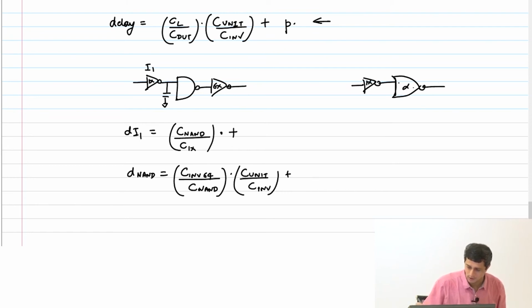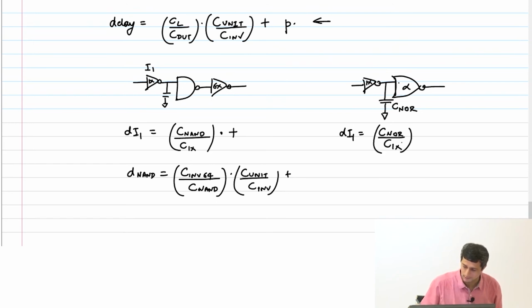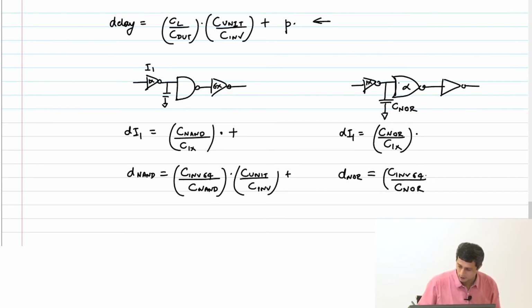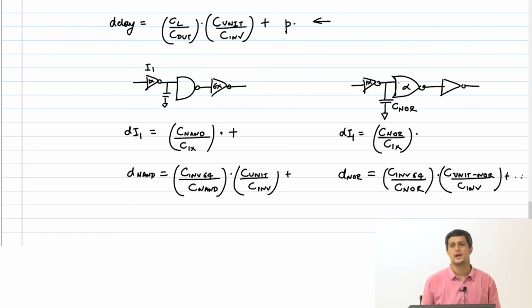On the other hand, when I took the second path, this is 1x, this was sized up by a factor of alpha, and alpha was 4 by 5, but we ensured that these two capacitances are the same. So D_I1 is C_NOR by C_1x, into something. D_NOR is, again the 64x capacitance, 64 divided by C_NOR into C_unit by C_NOR, plus some parasitic delay. So what we ensured was C_NAND and C_NOR are the same.